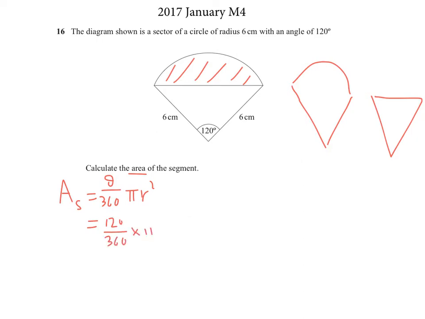So a third of pi times the radius, which is 6 squared. On the calculator, that works out to be 12 pi. Now, if you've done M8 material, there's a quick way to get the area of the triangle. If you haven't done M8 material, it's going to be a slower process.